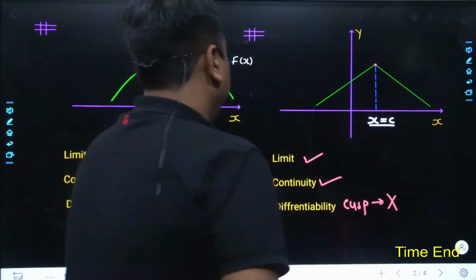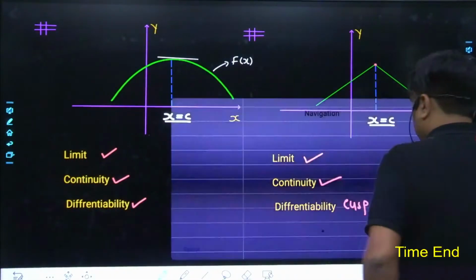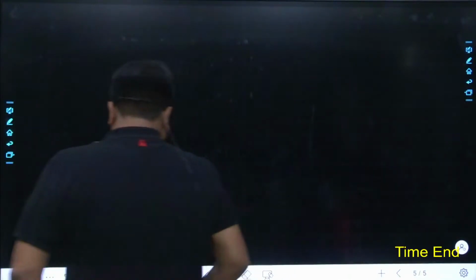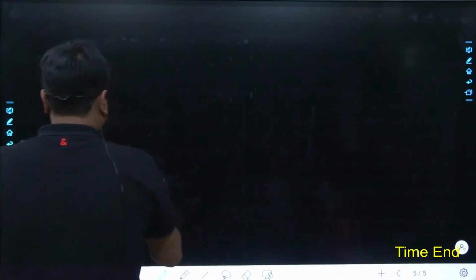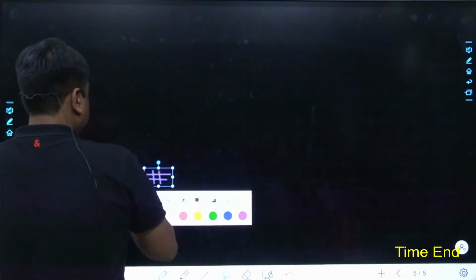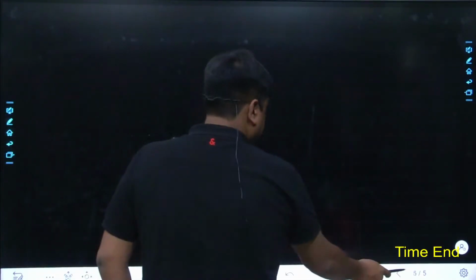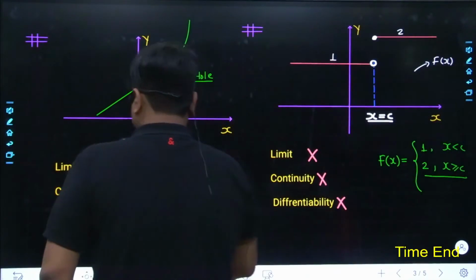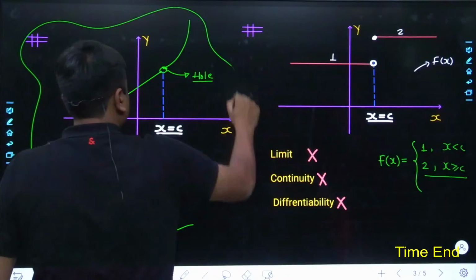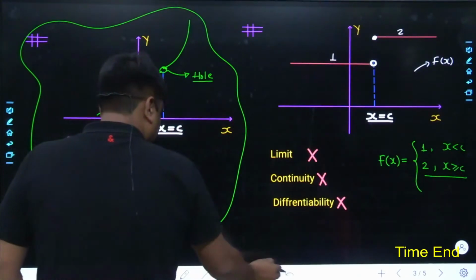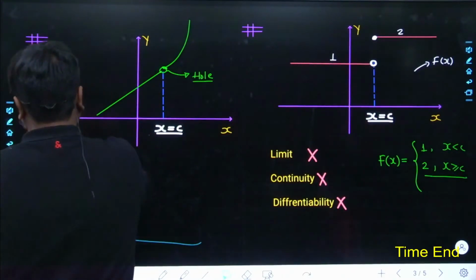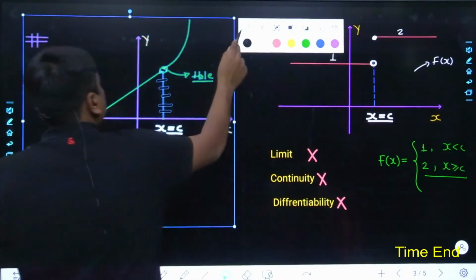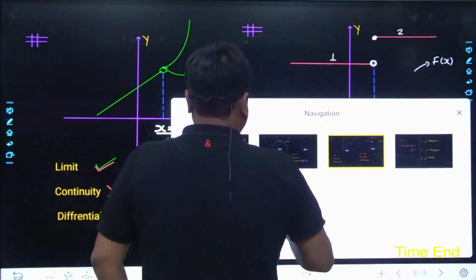So let me do one thing. Let me take a few mathematical functions, because graphically the things are clearly known to us. I think it's the right time I should also take a few functions. So rather than giving the graph, I would be giving a mathematical function, and taking the reference of that function, you have to comment on these 3 important tests. Let me copy this down.